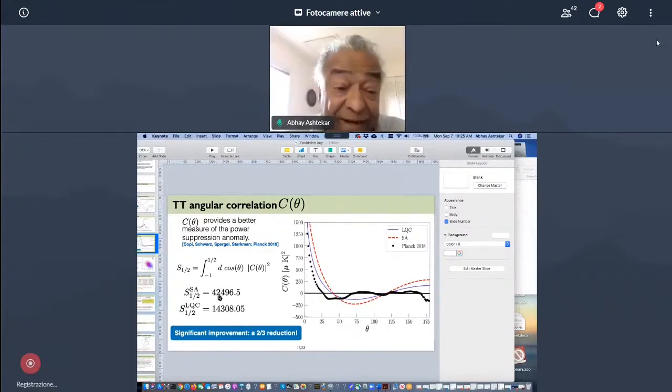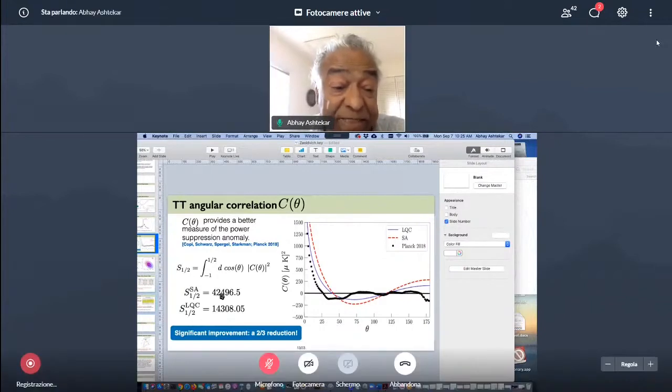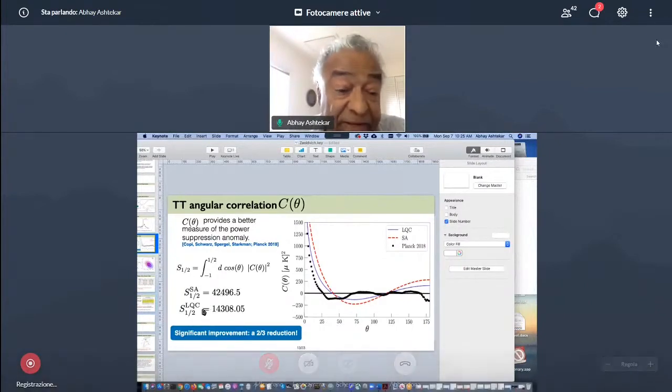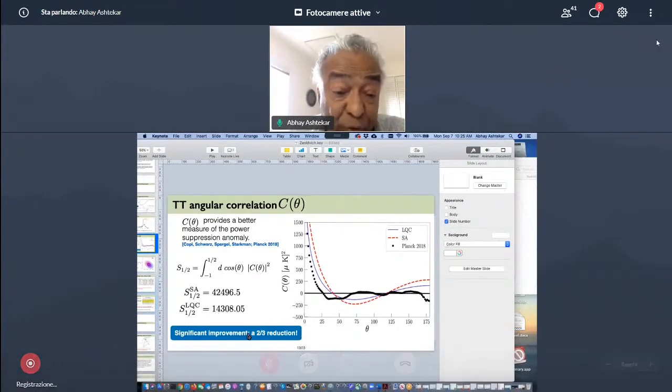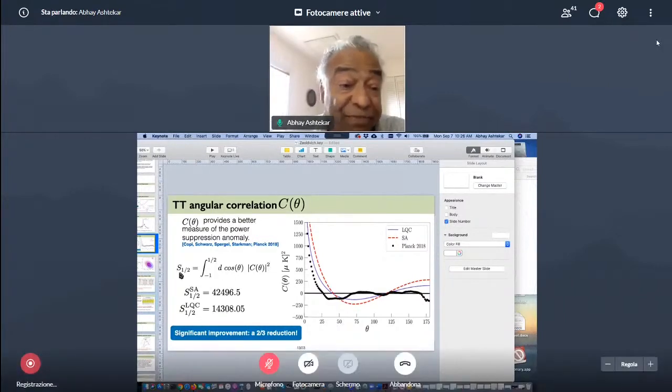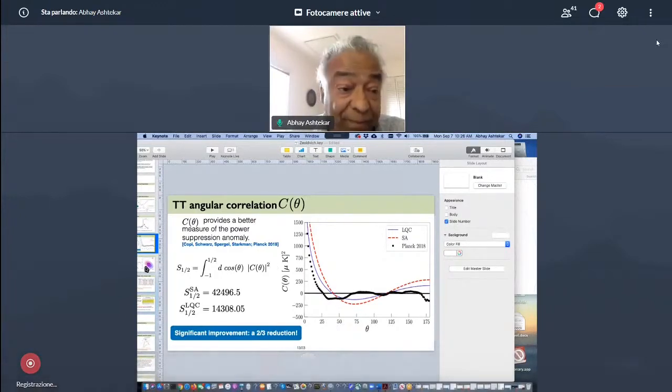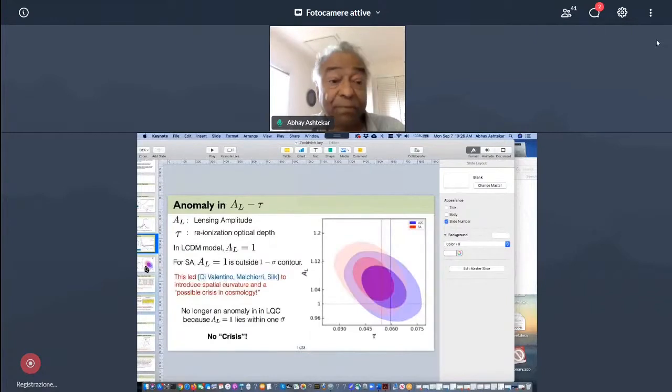So for S_{1/2}, which is a quantitative measure of power suppression, we see that for the standard ansatz, standard inflation, it predicts 42,500 roughly, whereas in LQC, it is reduced by a factor of 3. So a 2/3 reduction, and it is really 14,300, roughly speaking. So in fact, this now is not anomalous. It is well within 1 sigma.